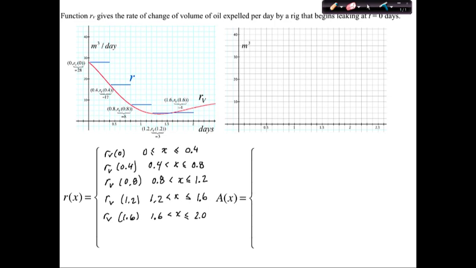Okay, so accumulation. So how are we going to write this? We're going to have the same intervals, right? So if we have a constant rate of change, what will our accumulation function be like? What will this say in the first interval? If you have constant rate of change, what's the accumulation going to be?